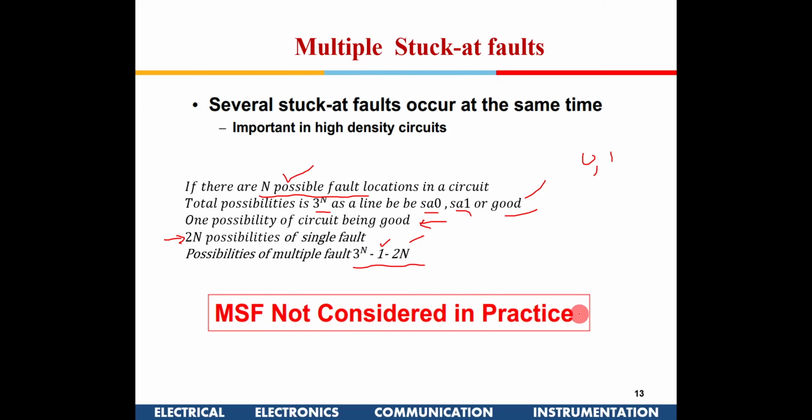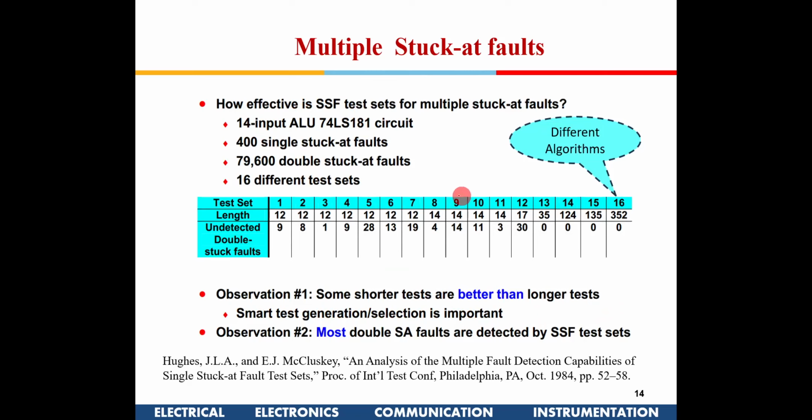Now why it is not considered: several studies have been done. This is one paper which you could refer to, in which they took an ALU, the 74181, which had 400 stuck-at faults, and this is simulation based. They had 79,600 double stuck-at faults, that is, two stuck-at fault conditions, and then they used different algorithms. These are different algorithms for testing, proposed by different people. They tried to find out, with different algorithms, the total number of test vectors which they applied.